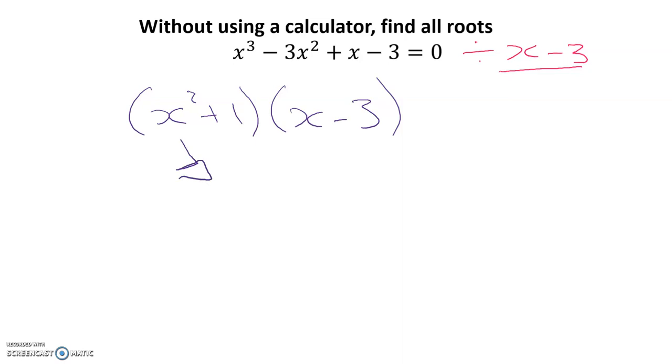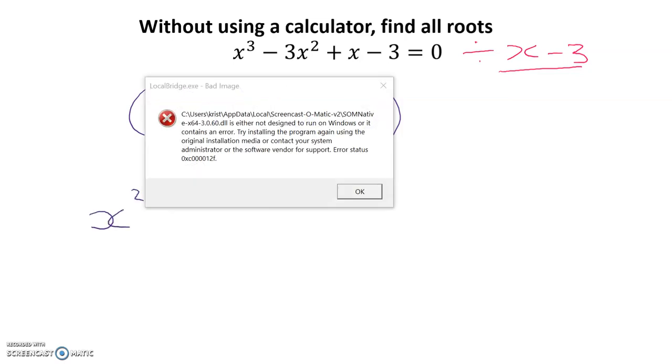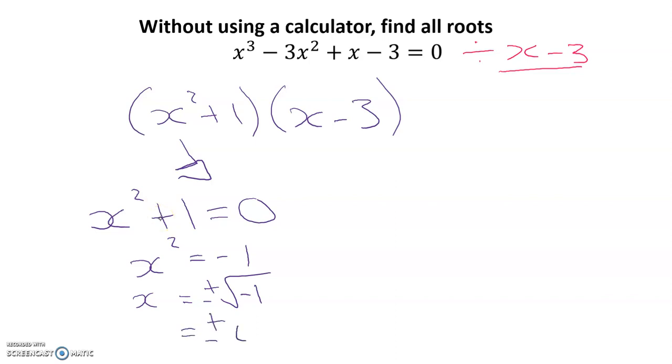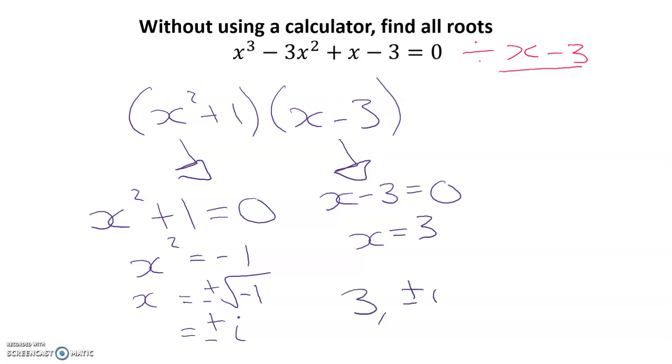To find our roots, we can make this one equal 0. x squared plus 1 equals 0, which means that x squared equals -1. So x equals plus or minus the square root of -1, and we know that the square root of -1 is i. So that is plus or minus i. And this one we can also make equal 0 if you need to, or you can just see that x is going to equal 3. So our roots are 3 and positive and negative i.